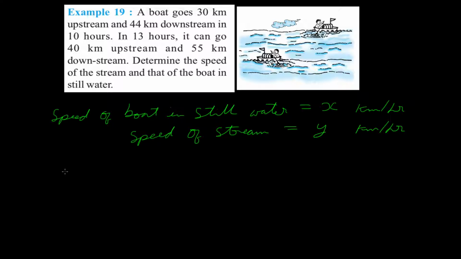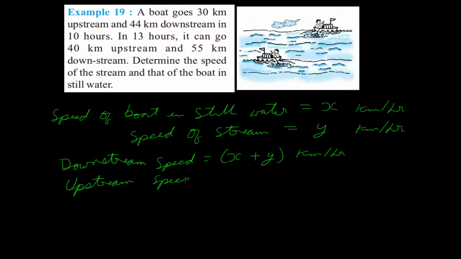Now, what happens when the boat is going downstream? When you are riding the boat and going downstream, the velocity of the stream gets added to you, and the downstream speed becomes x, what is in your normal still water, plus the flow of stream as well. Both of them are in the same direction, so they get added up. So your downstream speed becomes x plus y kilometer per hour. Now when going upstream, against the flow of water, you are going in this direction, whereas the flow of water is in the other direction. So you are going with x, the water is flowing with y, then your speed becomes x minus y kilometer per hour. Okay, so we get our downstream speed, we get our upstream speed.